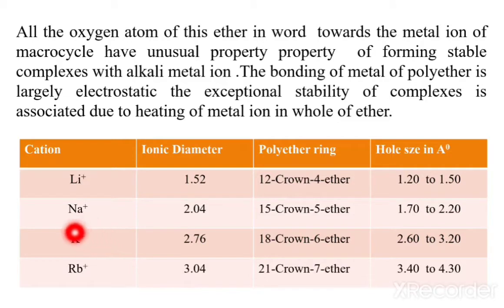Now for K+, the ionic diameter is 2.76, and the polyether ring is 18-crown-6 ether, and the hole size is 2.60 to 3.20. Now for rubidium, the ionic diameter is 3.04, and the polyether ring involved is 21-crown-7 ether, and the hole size is 3.40 to 4.30.